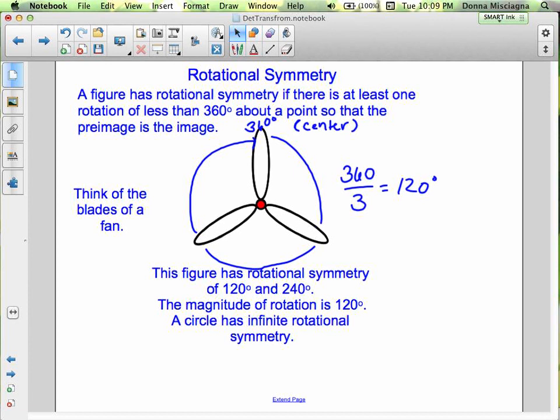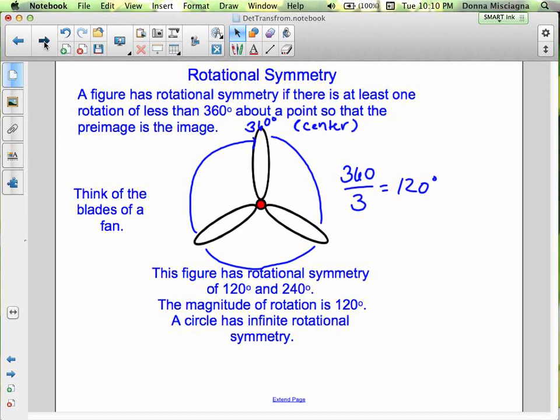A circle has the most rotational symmetry of all. It has infinite rotational symmetry, because if I rotate a degree, there's 360 different ways I can rotate it. But what if I rotate half a degree, or a quarter of a degree, or an eighth of a degree? I can rotate fractional amounts of degrees. So a circle has infinite rotational symmetry. It also has, if you remember back to reflections when we were looking at lines of symmetry, an infinite number of lines of symmetry too. That's because the circle is just so symmetric.